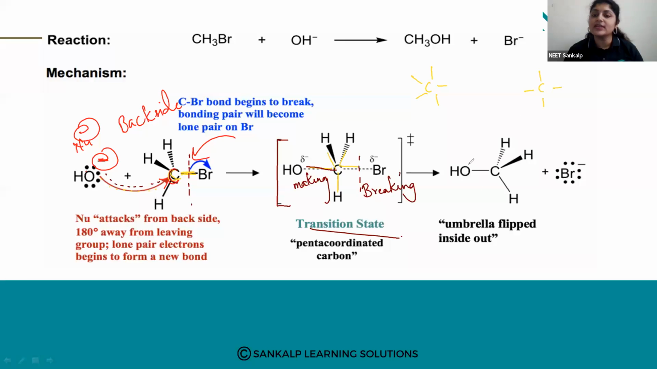So you can see there is complete inversion. Inversion meaning what? It is opposite, right? Here you can see your OH is attacking from behind. Here it was front. So here it is a complete inversion. This is called Walden inversion. So this is the SN2 mechanism.